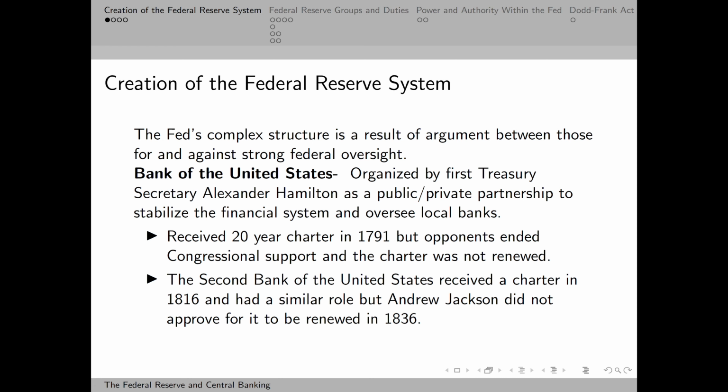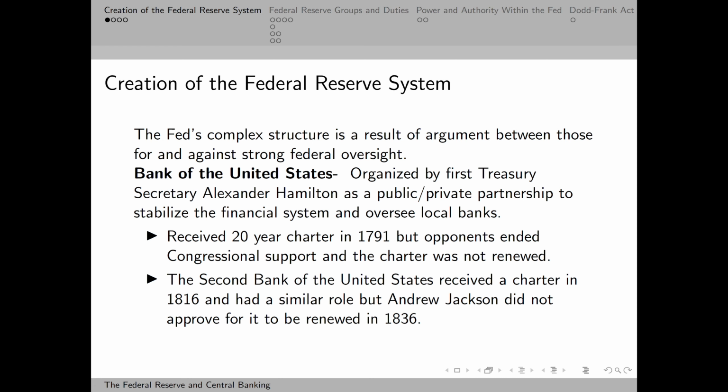And so the very first attempt at a central bank in the United States was organized by the very first Treasury Secretary, Alexander Hamilton, and it was meant to be a public private partnership with the only objective being to stabilize the financial system and oversee local banks. So that sounds extremely like a central bank. And you have to remember that at this time, we had no such thing as a national bank or national banking system. And so this was really the only connection between local banks and the federal government.